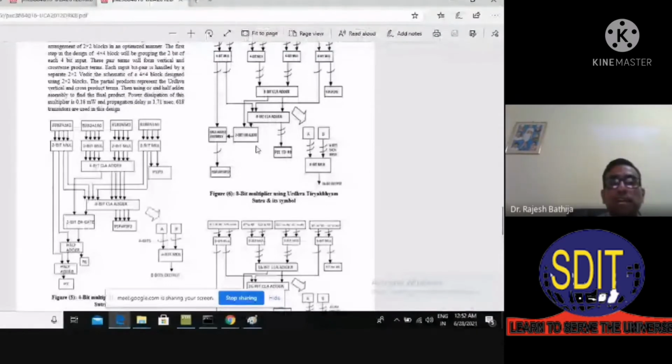So the 2-bit multiplier is used four times here, right? Now this is a 4-bit multiplier, right? The result will be 4 bits here, 4 here, 4 here. So in place of a half adder, we cannot use a half adder here. We have to use a specialized adder, a 4-bit adder, right?